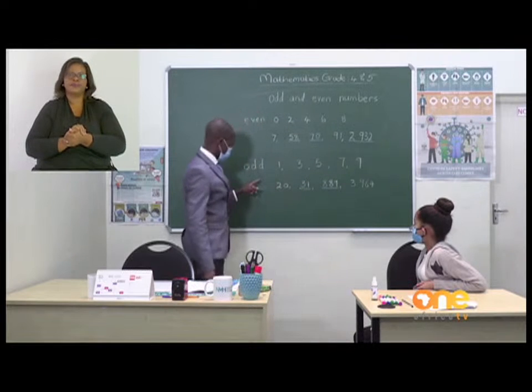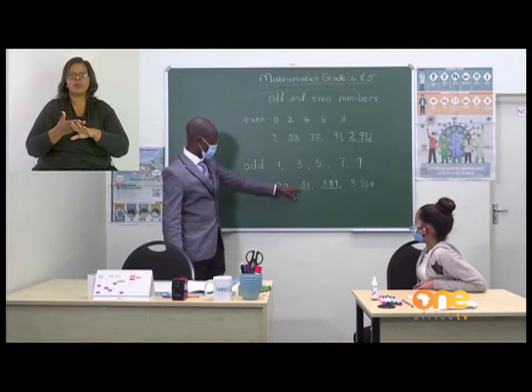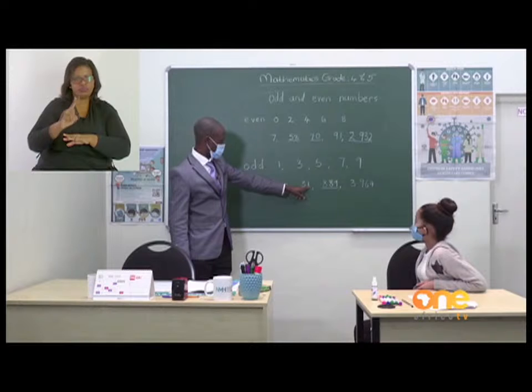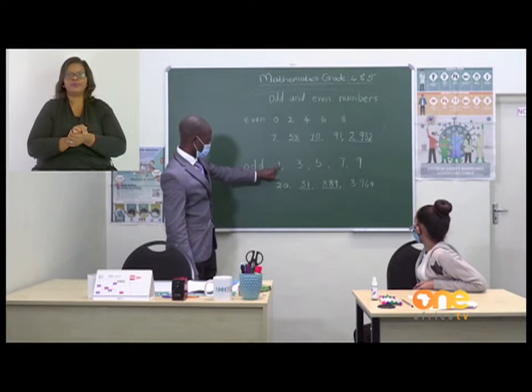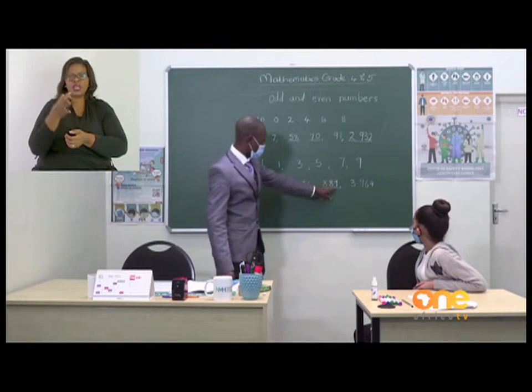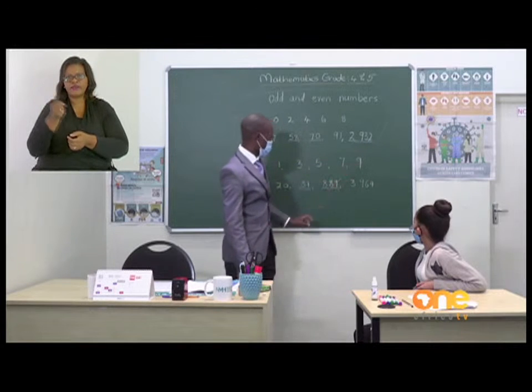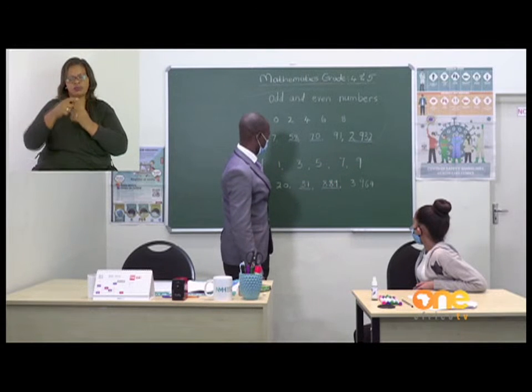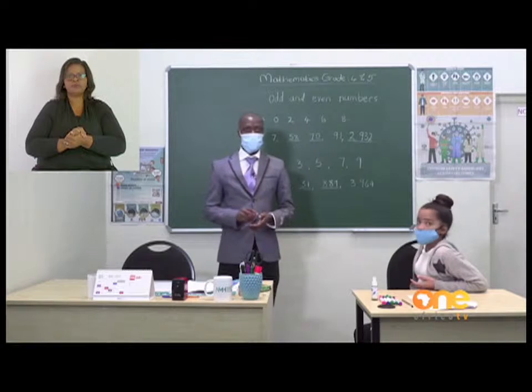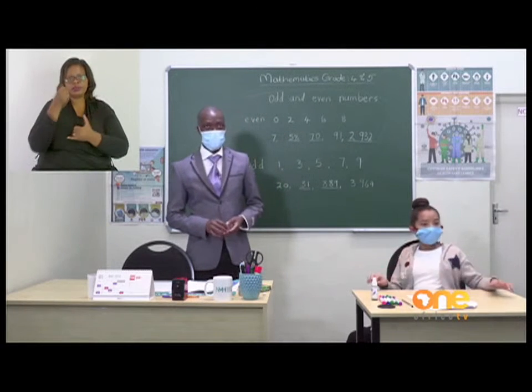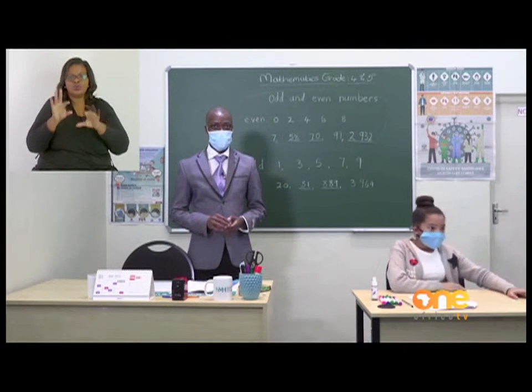Let us go to the second example. We look at the last number. 1 is also there. So it's odd, and this one, 9, is also there. So it's odd. I think you managed to understand how to identify even numbers.